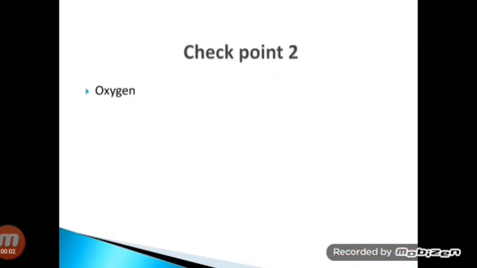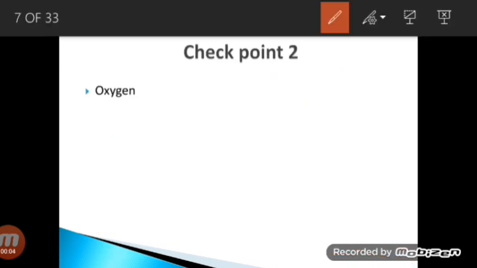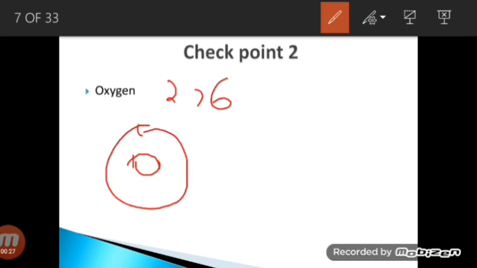Checkpoint 2 is oxygen. Oxygen is always found as a diatomic molecule in nature, and its atomic number, or proton number, is 8. So its electronic configuration is 2, 6. There are 6 electrons in the valence shell of oxygen and it needs 2 more electrons in order to fulfill its octet, or noble gas configuration. So let's draw its valence shell. This is oxygen and these are the electrons present in the valence shell.